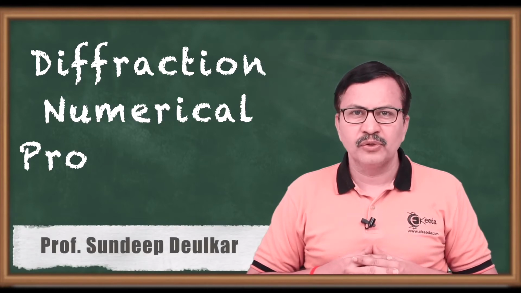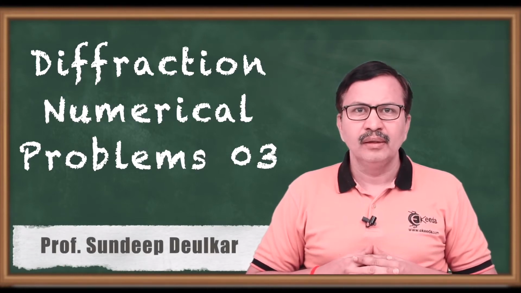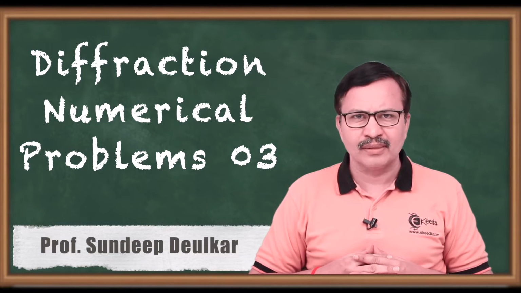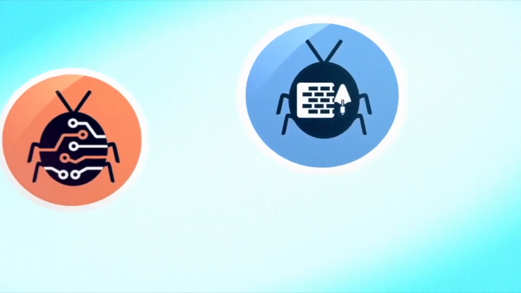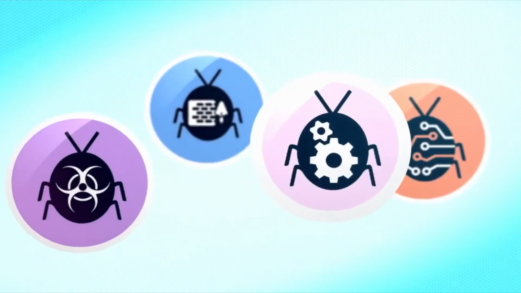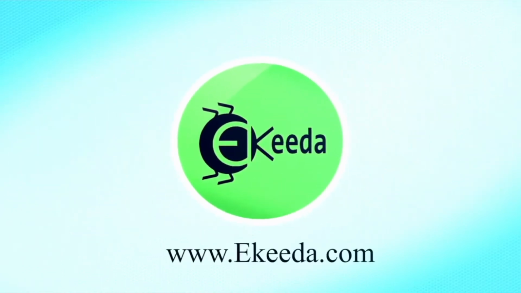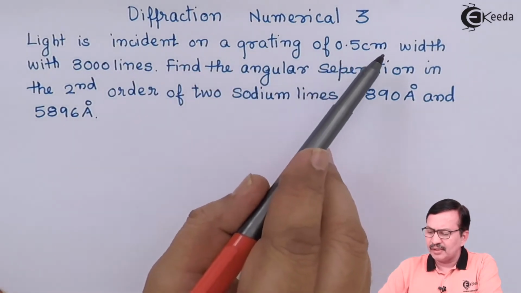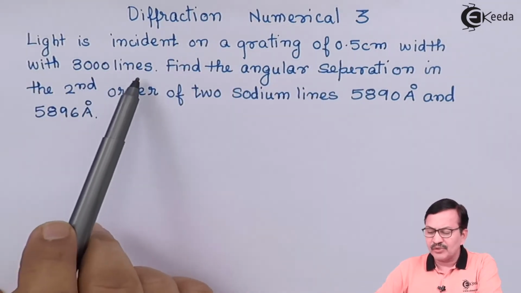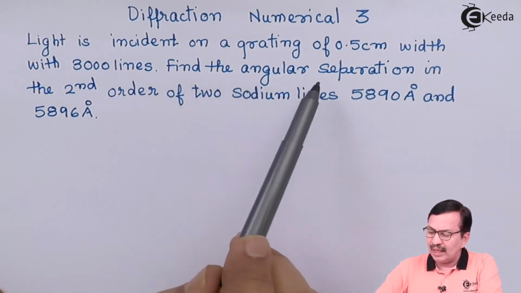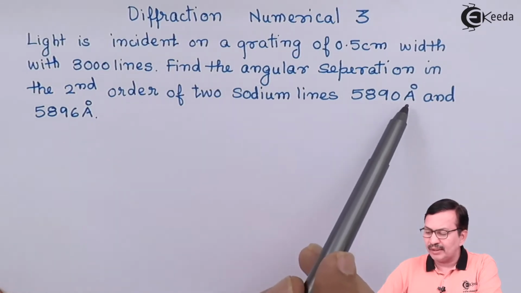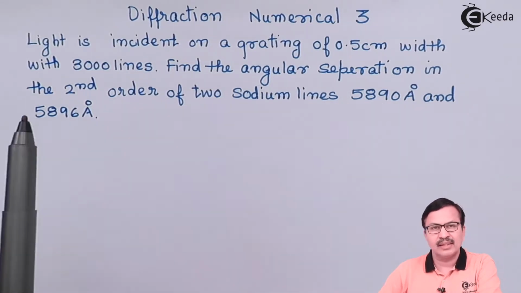Hello friends, so today we are going to do a numerical based on diffraction grating, and we are going to find out the angular separation between two closely spaced wavelengths. Here is the problem. Light is incident on a grating of 0.5 centimeter width with 3000 lines. Find the angular separation in the second order of the two sodium lines 5890 angstroms and 5896 angstroms.